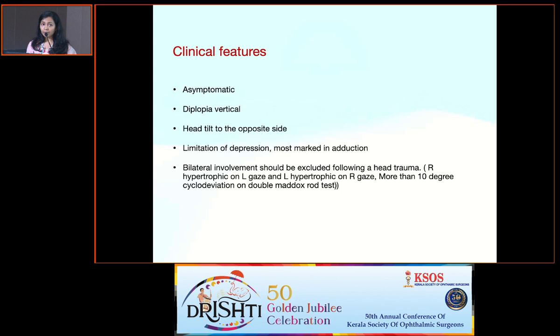And the diplopia, if it is acute, it will be vertical. There will be limitation of depression. So this nerve is tested in depression in adduction. So if there is a third nerve involvement as well, then we have to do the same and look for whether the eye is intorting. Okay, and in bilateral involvement, there will be right hypertropia on the left gaze and left hypertropia on the right gaze.